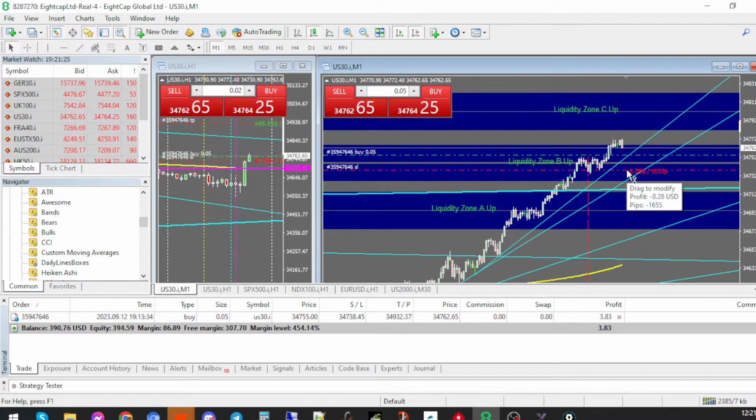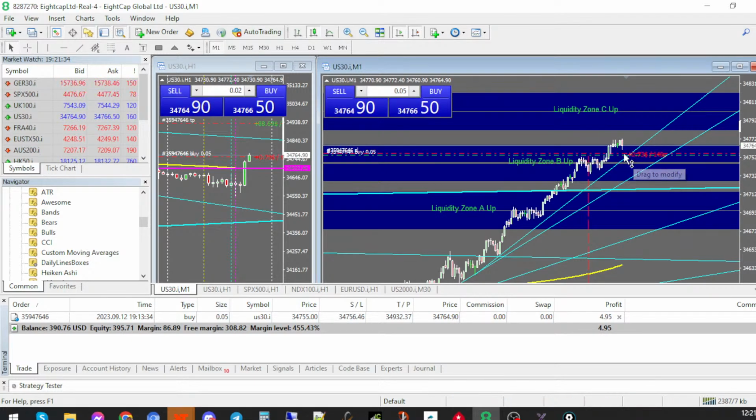Something's telling me I should move my stop into break even right now, so I'll do that. In case this thing pulls down aggressively, I'll be ready to get out of that trade and look for the sell side. So my stop is already moved into break even.